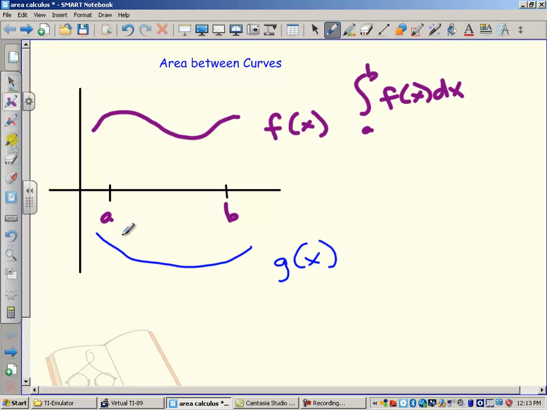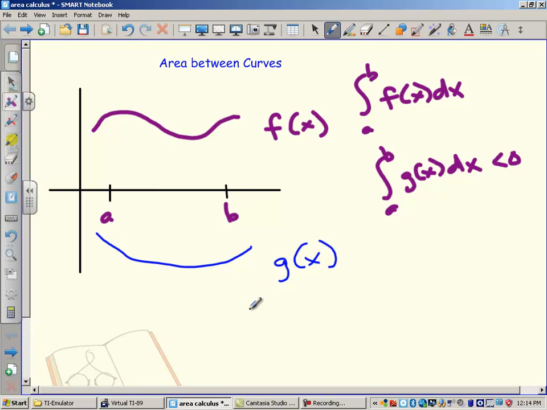But what if we integrated from a to b the value of g? Now, if we integrate the value of g between a and b, this is going to definitely be less than 0 because the area is all underneath the x-axis. So this will be a negative value. But with area between these two curves, I want to find a positive answer.